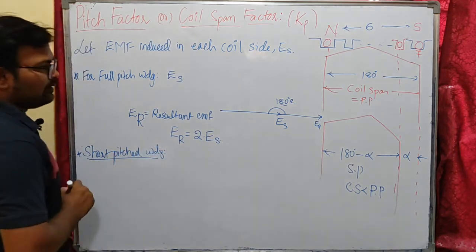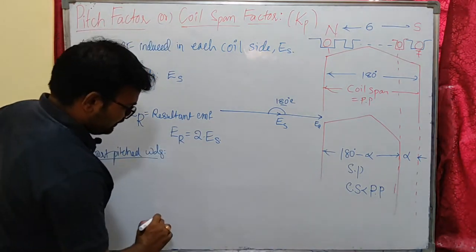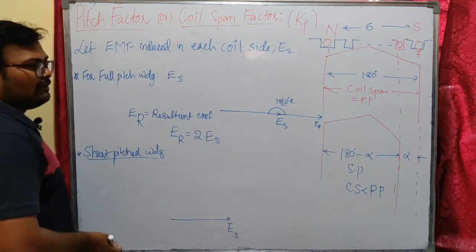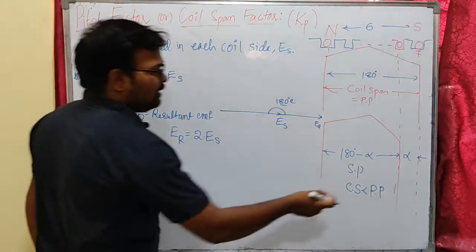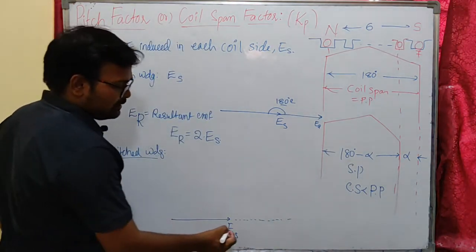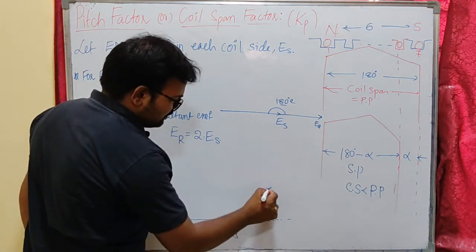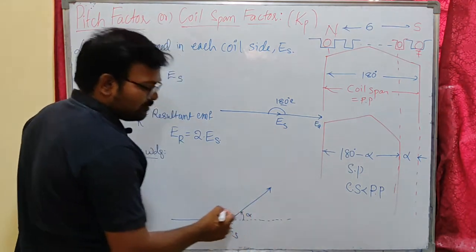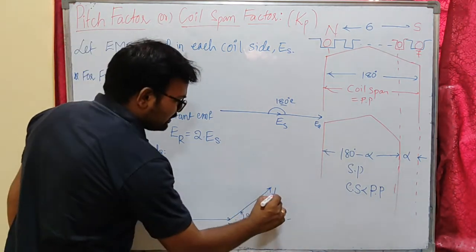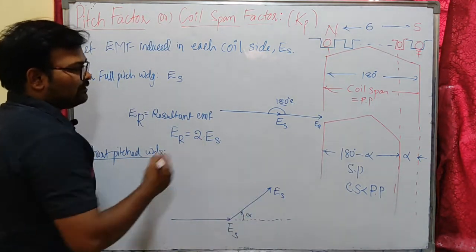Here you can see the production of EMF for coil number 1 is the same, that is Es, but the second coil's EMF is inclined by an angle alpha from the full pitch EMF production. That means this is 180, so 180 minus alpha will be like this. If this is my angle alpha, this will become 180 minus alpha. So here this is Es and this is Es. You can see the inclination in the second coil side's EMF if we short pitch the winding.